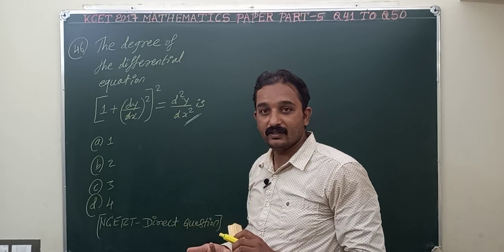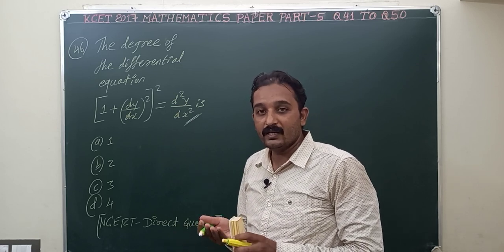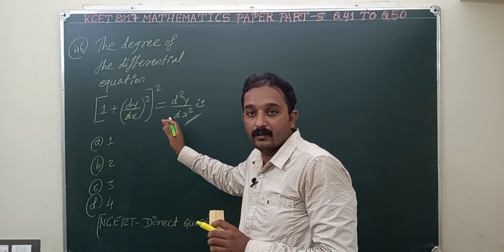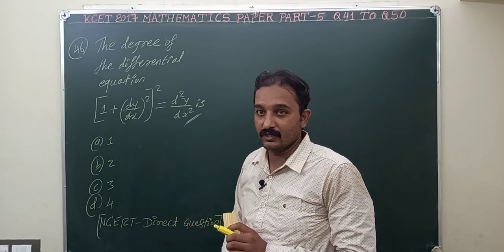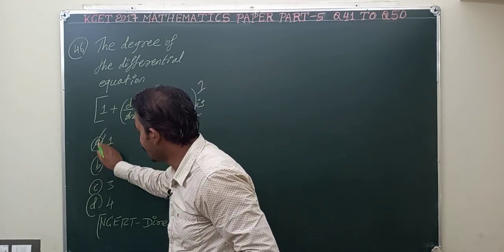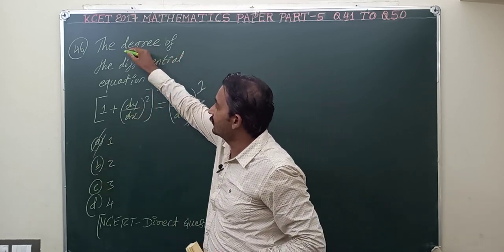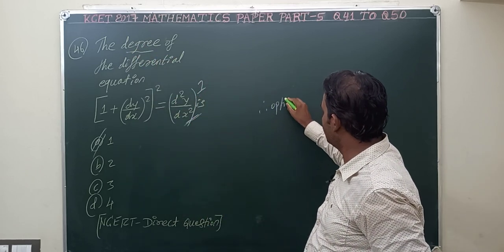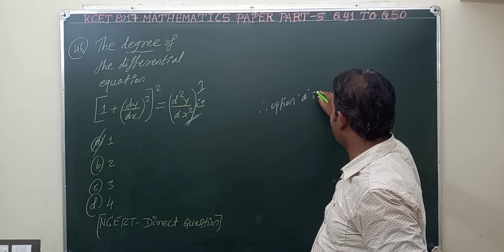What is the degree of the differential equation? Power of the highest order derivative present in the differential equation. So power means what in this case? 1. So degree 1, option A is correct. So now the degree of the differential equation is nothing but 1. Therefore option A is correct in this case.